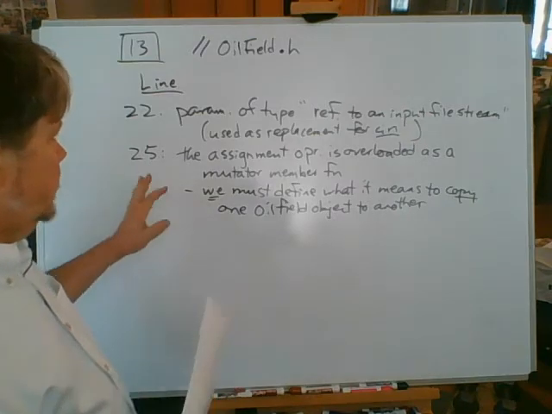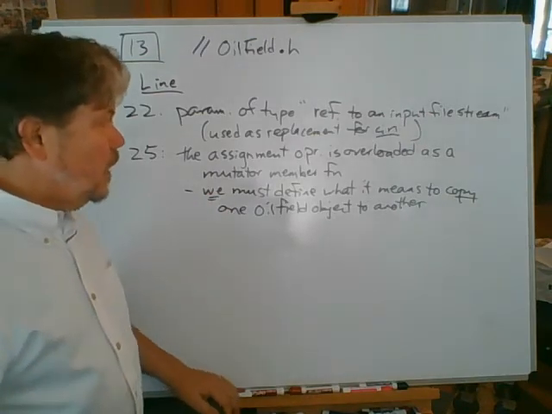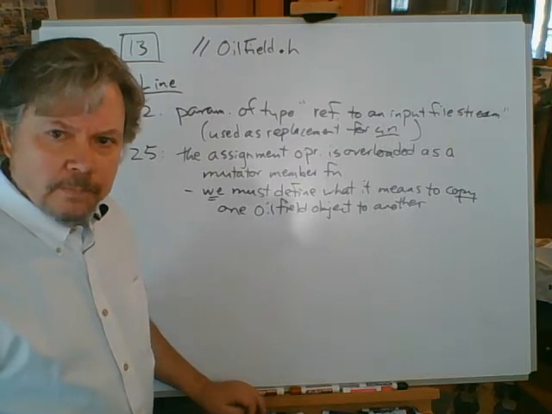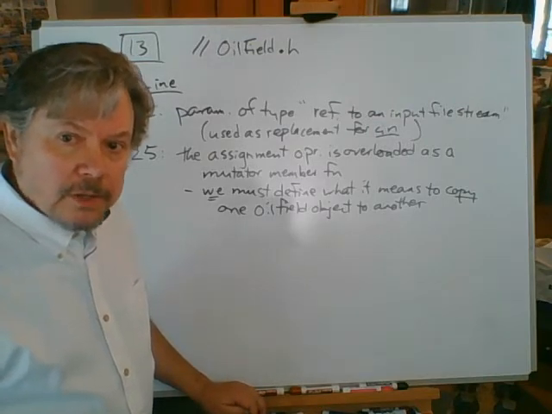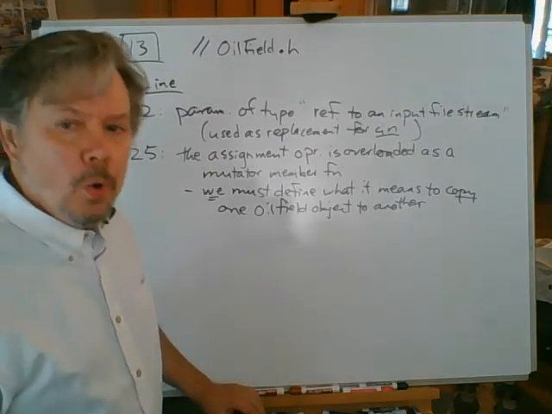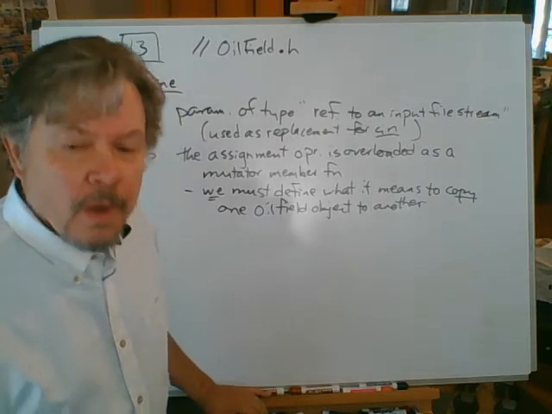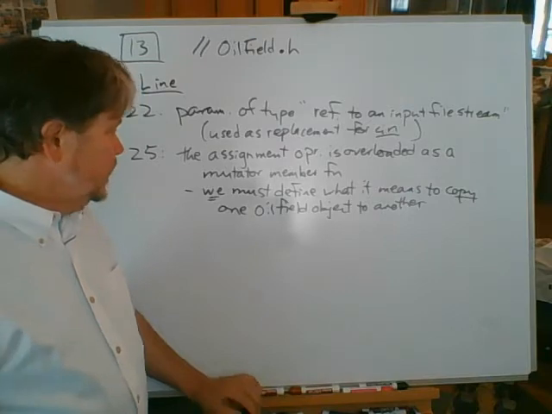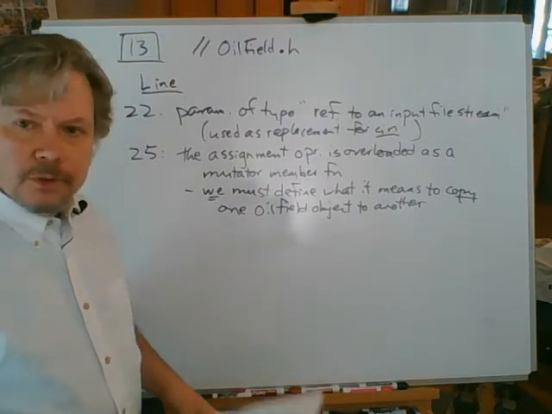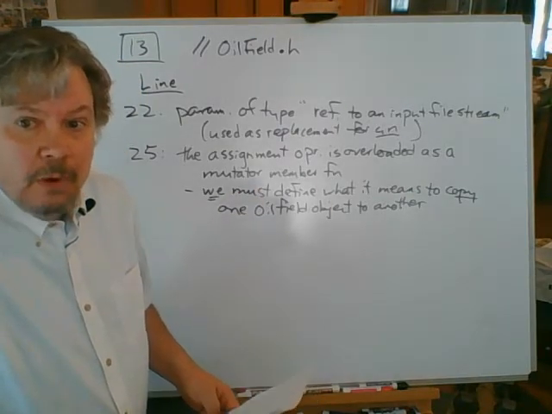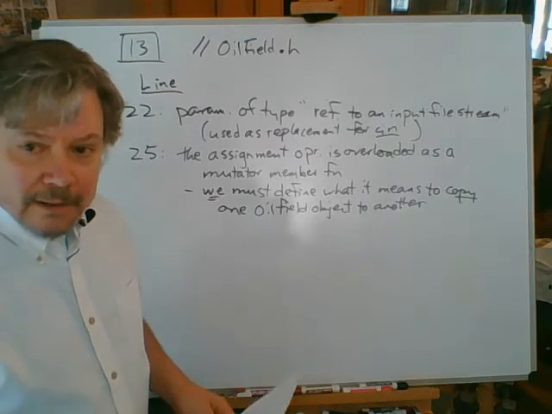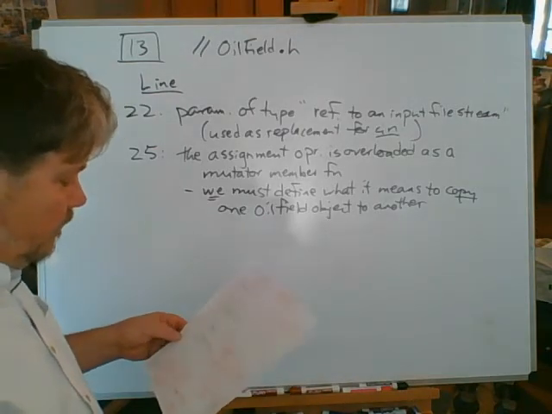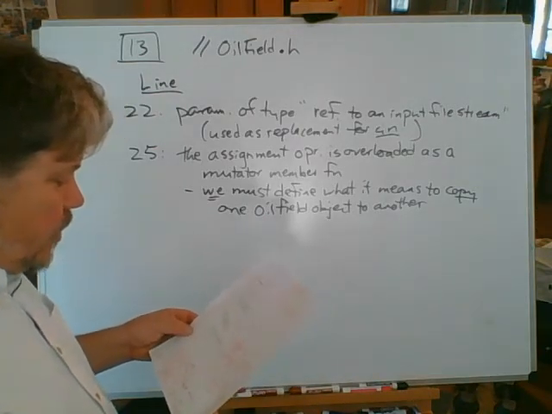Let me read 25 again. The assignment operator is overloaded as a mutator member function. We are declaring in this header file that we are going to provide our own definition for the assignment operator for our own homemade data type, the OilField with a capital O. We have to define what it means to copy one to the other. We could actually make it anything we want. It's not going to be very effective unless we actually create a clone. But we could still do it any way we wanted.